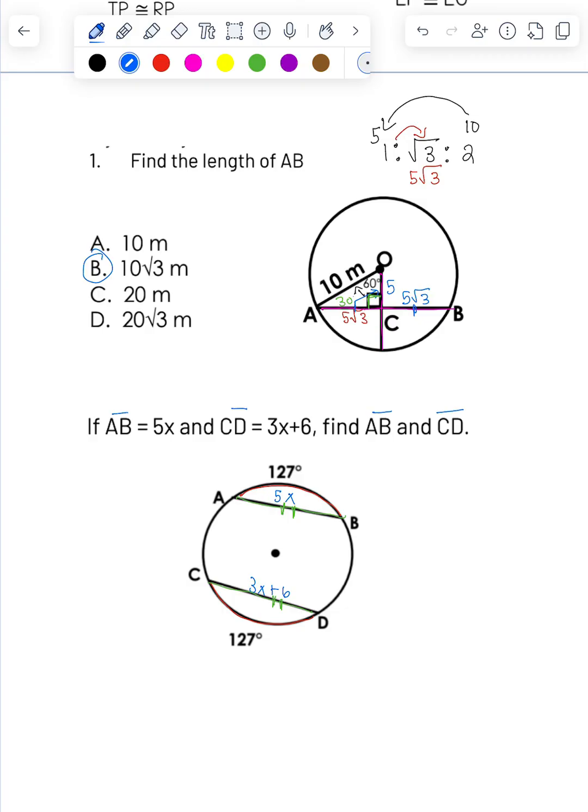So all I have to do now is make an equation that says the 2 chords are equal to each other. And then once I find my x value, I can just simply plug back in. So AB would be 15 and CD would also be 15. And they should be the same because they are congruent to each other. Congruent chords intercept congruent arcs.